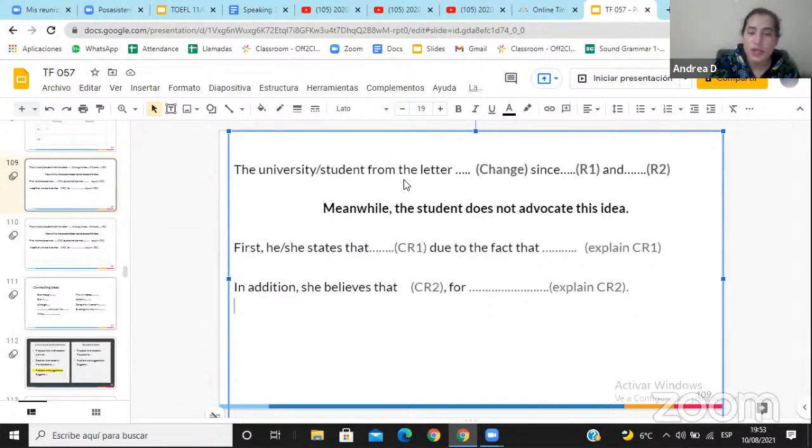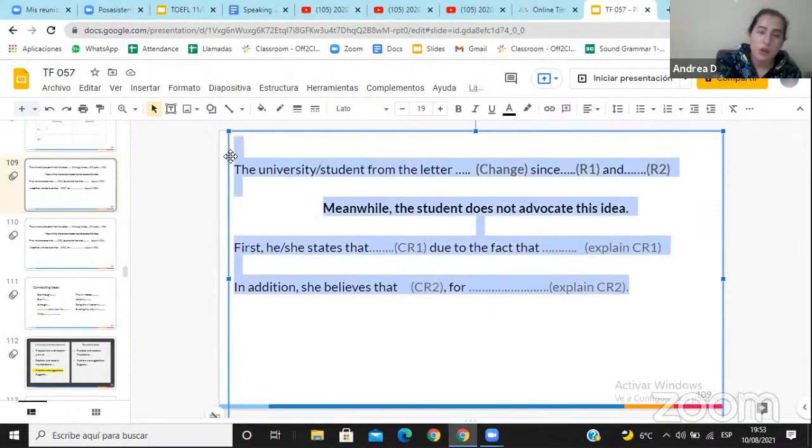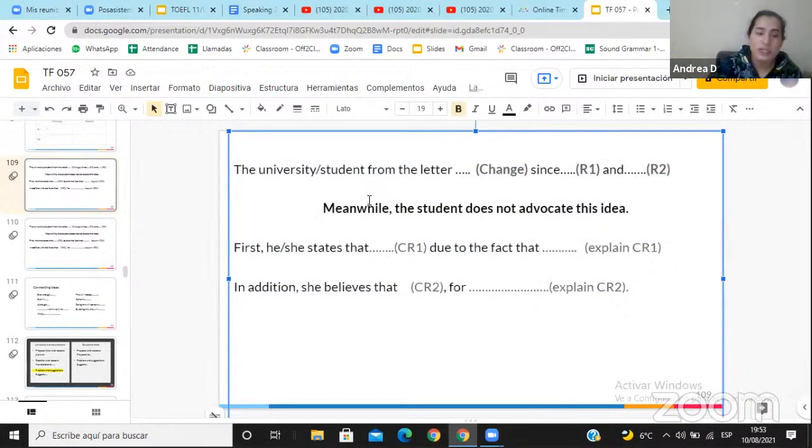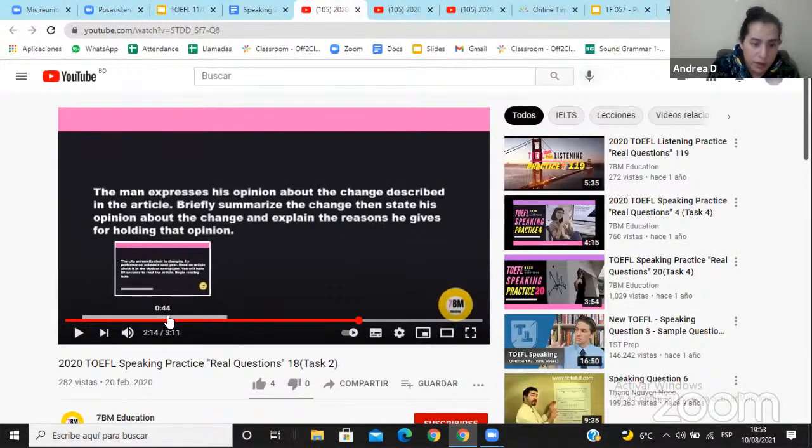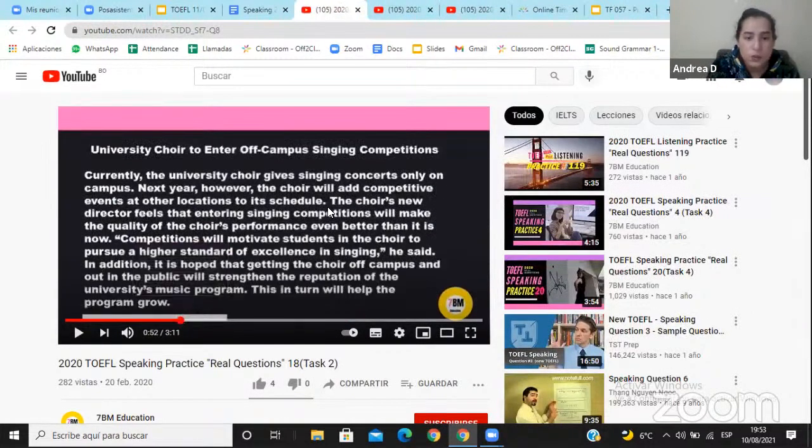Okay, another thing I wanted to say: when the student is in favor of the change, they're not really going to give reasons why they are in favor, but they're going to explain a bit more. So that's what happens here, right? The university says we want to motivate students. Competitions will motivate students in the choir to pursue a higher standard. So in your response, you can repeat that.